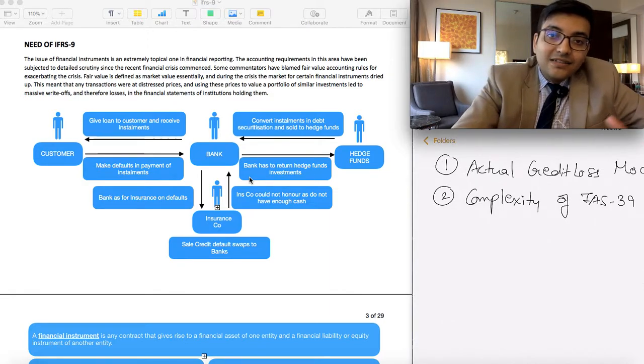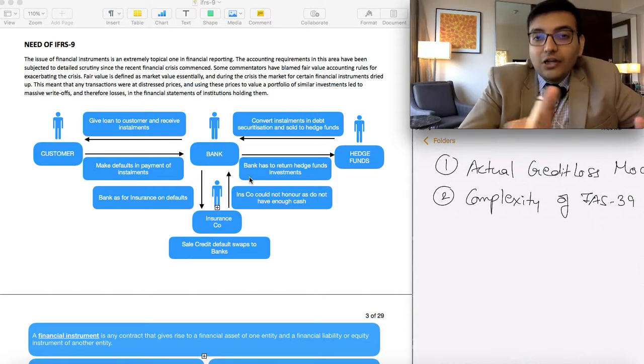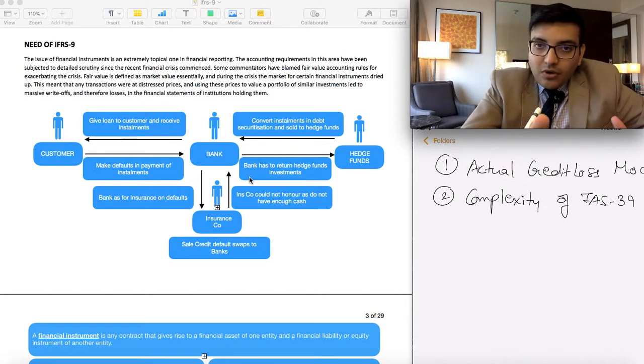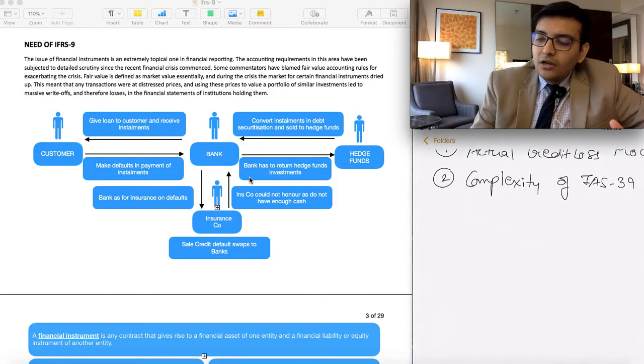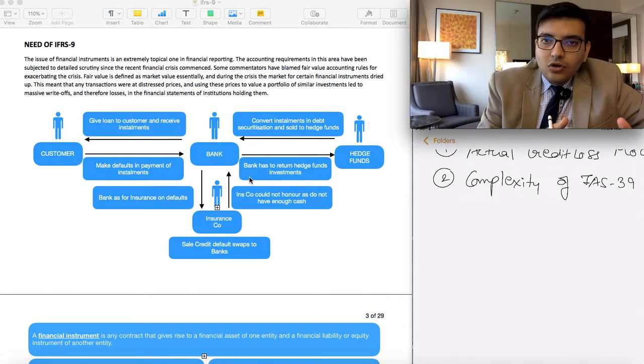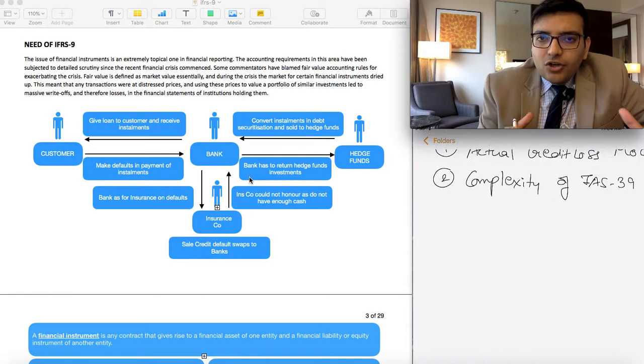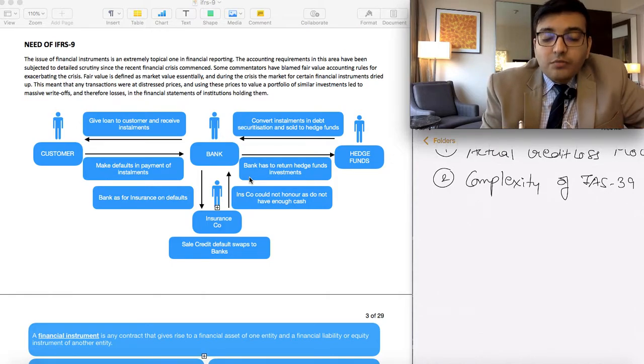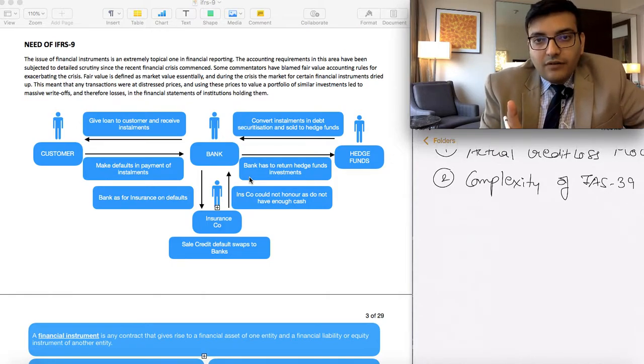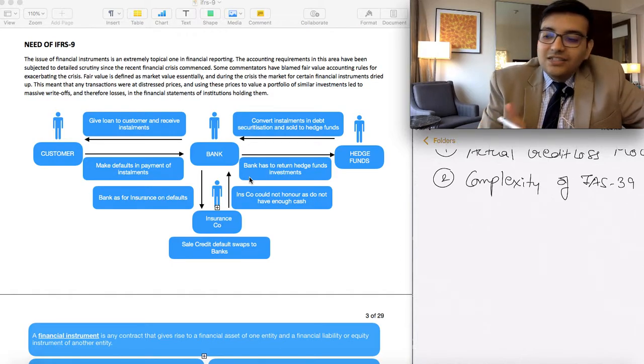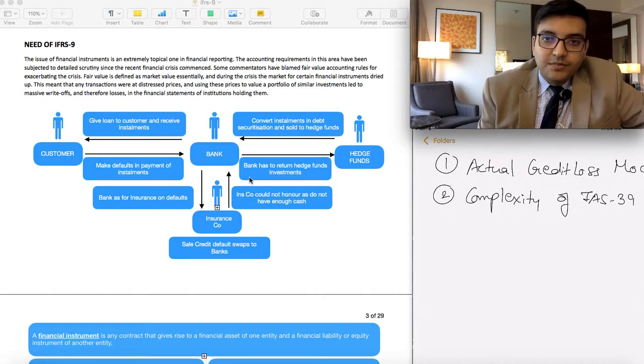But IAS 39 was based on the actual credit loss model, which we talked about just now. Because of that, in the economic recession, the losses in the books of banks could not be caught. Hence the economic scenario was not presented on the balance sheet of the banks. Hence this step was taken and IFRS 9 was brought in with this concept.